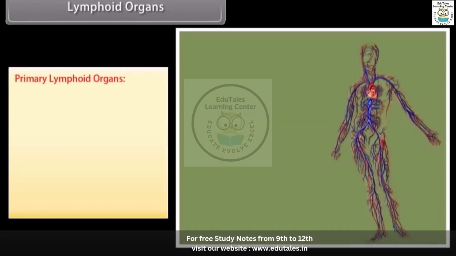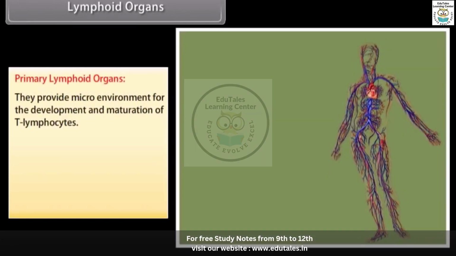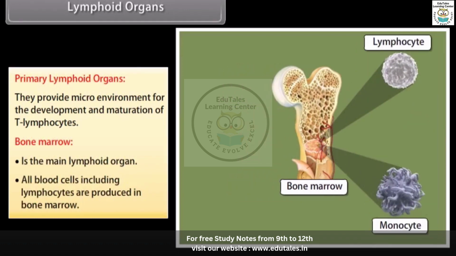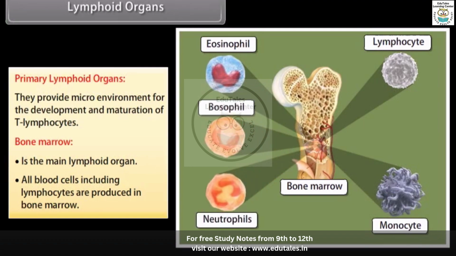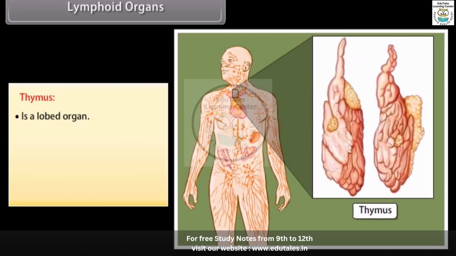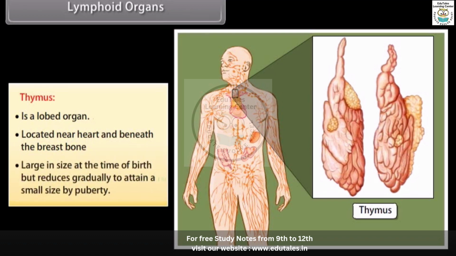Primary lymphoid organs provide microenvironment for the development and maturation of T lymphocytes. Bone marrow is the main lymphoid organ. All blood cells including lymphocytes are produced in bone marrow. Thymus is a lobed organ located near heart and beneath the breastbone. Large in size at the time of birth, but reduces gradually to attain a small size by puberty.